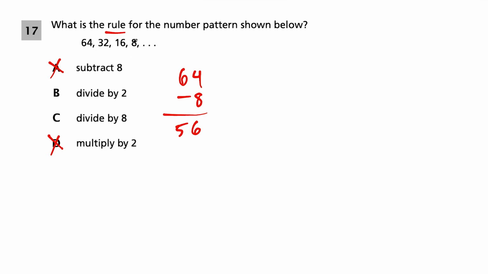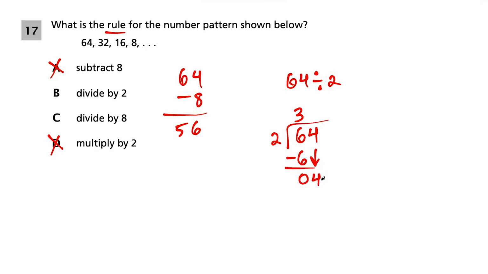We could just look for the pattern ourselves, or we could use the ones in the answer key here to see which one it is. So next, divide by 2. If we divide by 2, 64 divided by 2, I could find this by doing long division. I could do 64 and then go divide by 2 like this. 2 goes into 6 3 times. 3 times 2 is 6, and I subtract 6. I get 0, and then I bring down my 4. And then 2 goes into 4 twice. 2 times 2 is 4. I subtract 4. I have no remainder. That means 64 is evenly divisible by 2. And notice that my next number is 32.